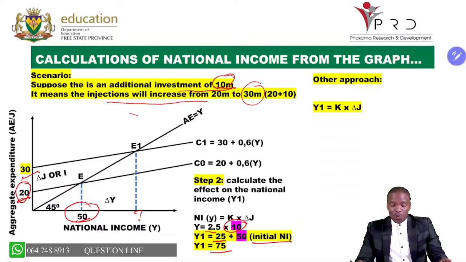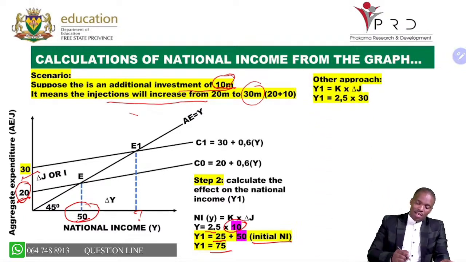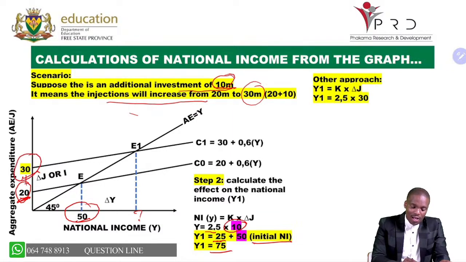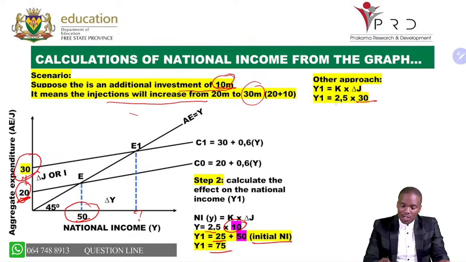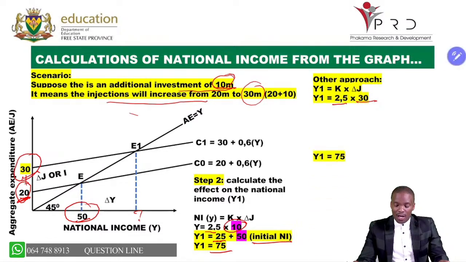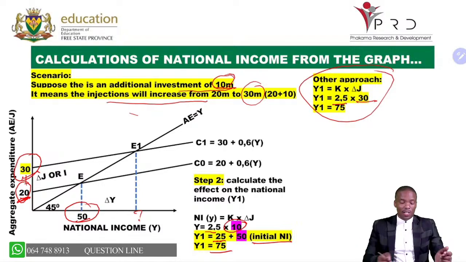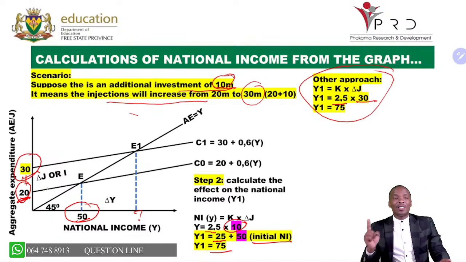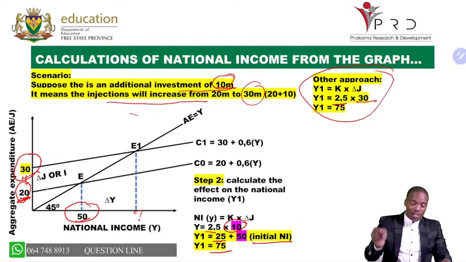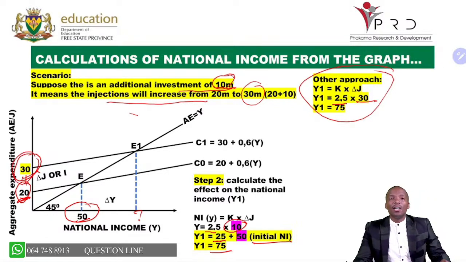Or another approach would be saying, straightforward, I've got 20, I added 10, it's 30. And then you're going to be saying 30 multiplied by the 2,5 of the multiplier, the value that we are getting there, it is 75. So this approach is also shorter and easier to get. The only step that you do is to calculate the multiplier, and then once you get the value of the multiplier, you just multiply it by the aggregate expenditure in the economy.